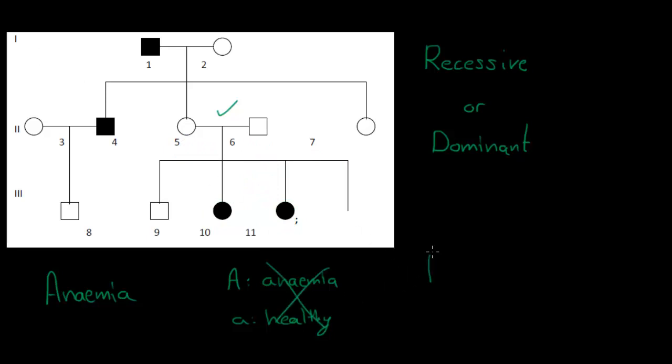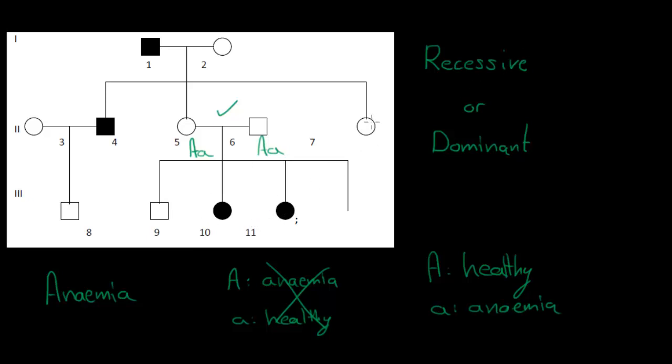By saying that capital A is healthy and small a this time is anemia. Now, can this work? So these people here are healthy, so definitely they need to have one dominant allele. Now the second allele can be either a capital A or a small a. But since here we can see that they have 2 offsprings that suffer from anemia, it means that they are both heterozygous. And in this way, the whole pedigree can work out.